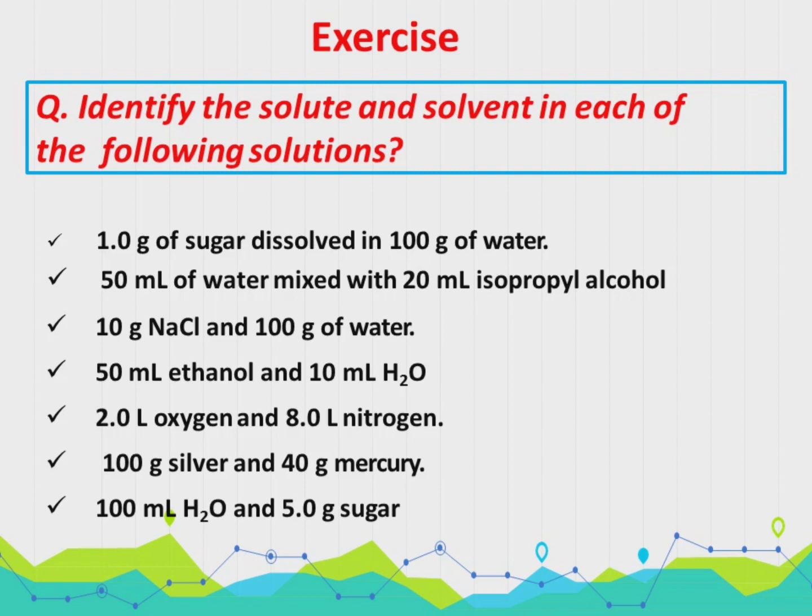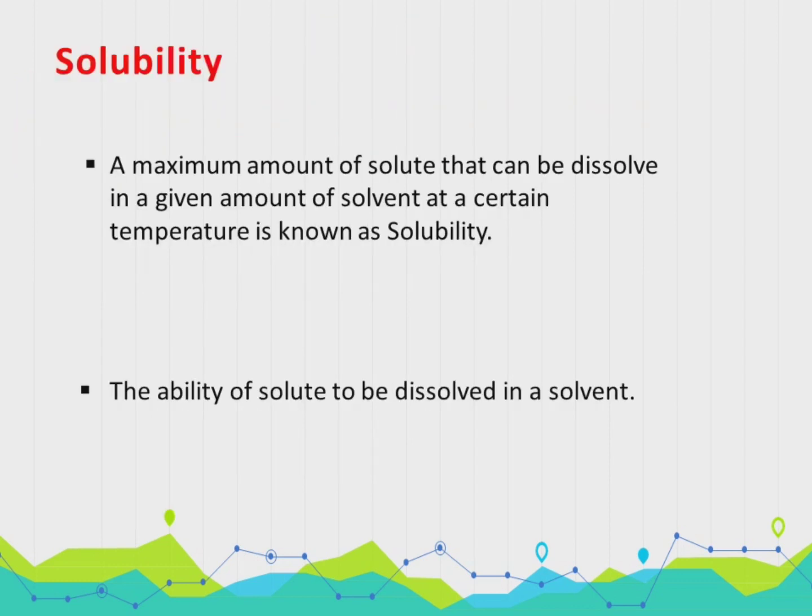So students, up to now we are very clear with the idea that a solute is dissolved in a solvent, making a solution. Now the question is, can we dissolve any amount of solute in a solvent, or is there a limit to it? Solubility describes the answer to this question. It says that the maximum amount of solute that can be dissolved in a given amount of solvent at a certain temperature is known as its solubility, or we can describe solubility as the ability of a solute to be dissolved in a solvent.